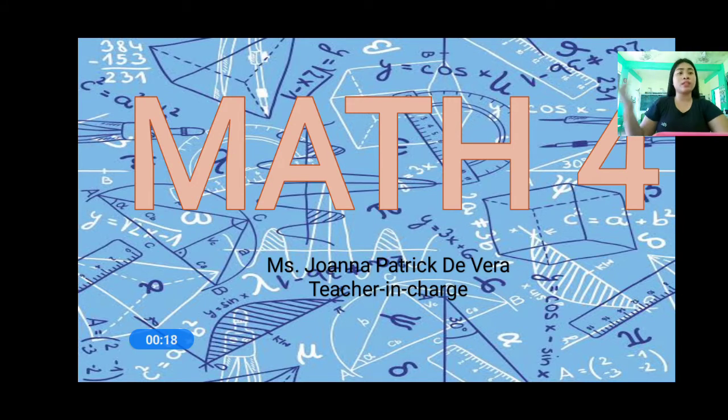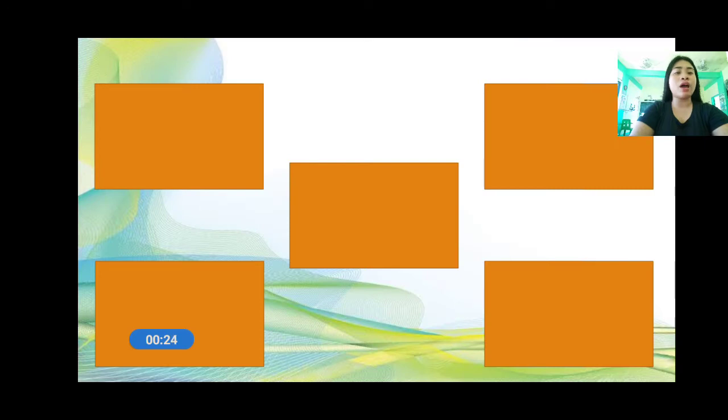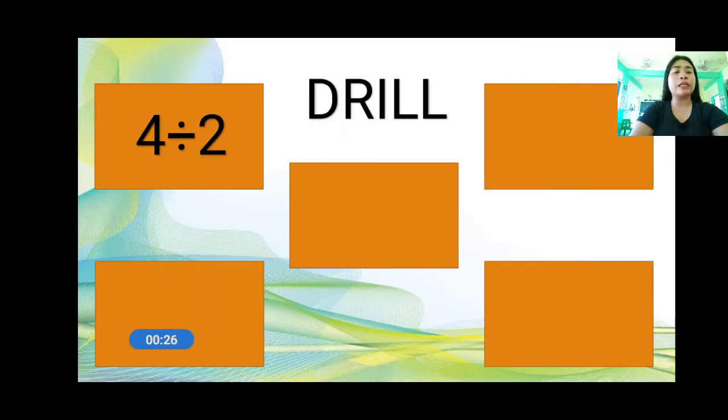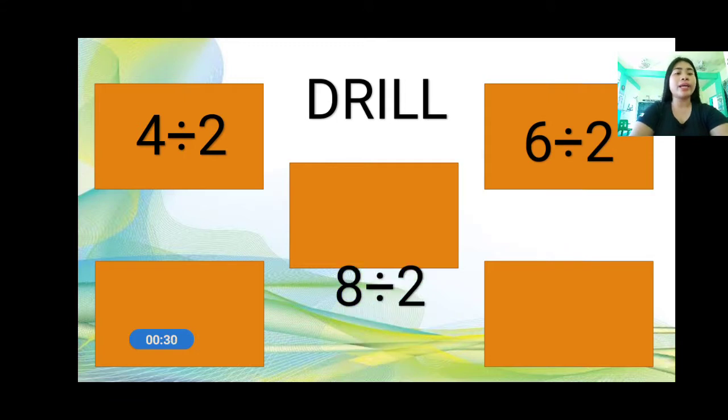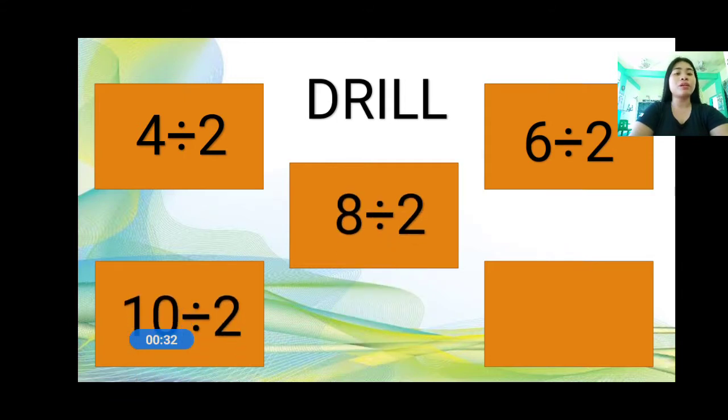Now before we start our lesson, let us first have this drill. Are you ready? Okay, very good. So everyone, 4 divided by 2, 6 divided by 2, 8 divided by 2, 10 divided by 2, 12 divided by 2. So 4 divided by 2 equals 2, 6 divided by 2 equals 3, 8 divided by 2 equals 4, 10 divided by 2 equals 5, and 12 divided by 2 equals 6.